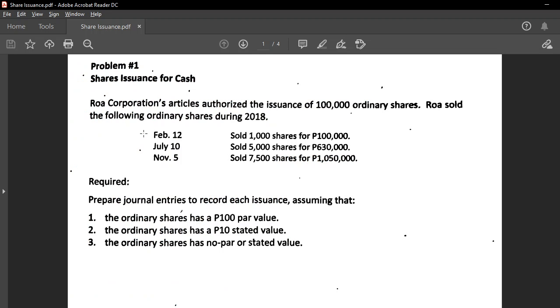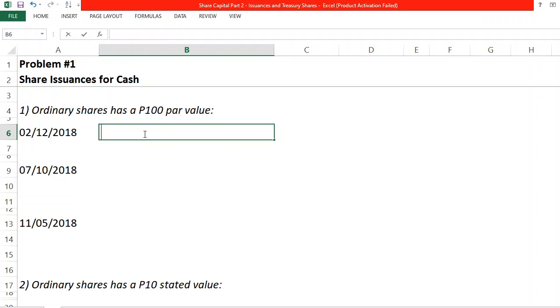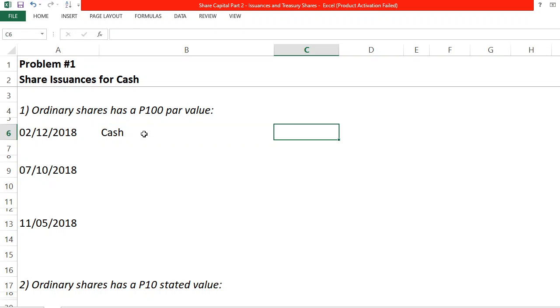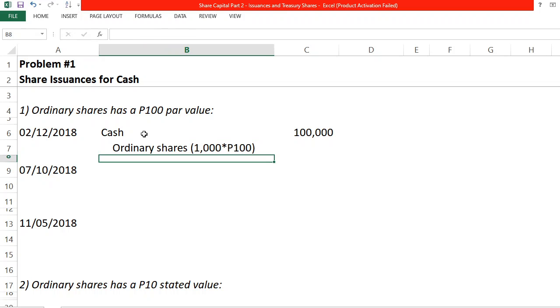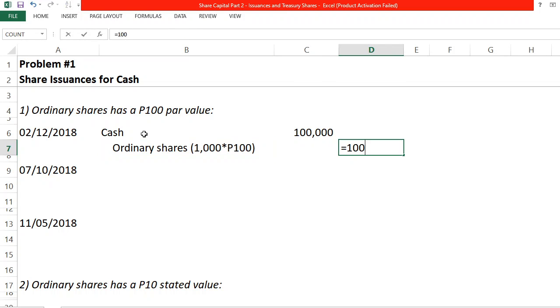So February 12, you have there sold 1,000 shares for 100,000 cash. So credit cash for 100,000 and then debit ordinary shares, that's 1,000. And assuming that the par value is 100, we are going to record our ordinary shares always at par, and that is 1,000 times 100. Walang difference. Pareho lang din naman siya. So, wala tayong excess na i-record.